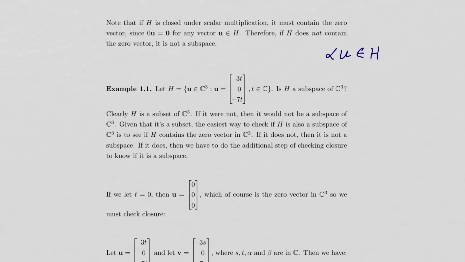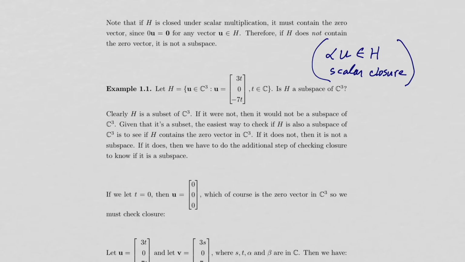This is scalar closure. And since alpha can be any scalar in the field, including 0, if we plug in a 0 for alpha here, we get 0 times u. And as we saw in the vector space lecture, the 0 scalar times any vector u is always equal to the 0 vector. That was a theorem that we proved. So this is a nice little check. If the 0 vector is not in H, then H is not a subspace.